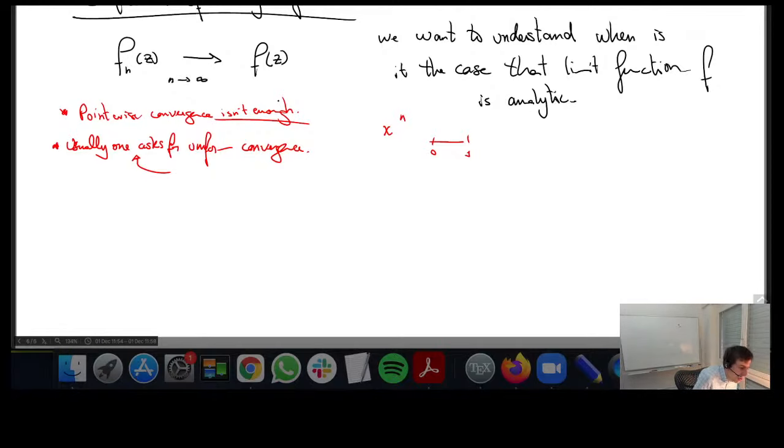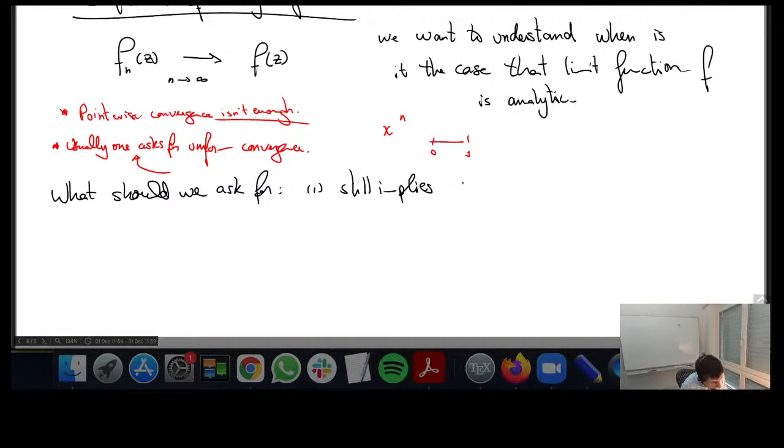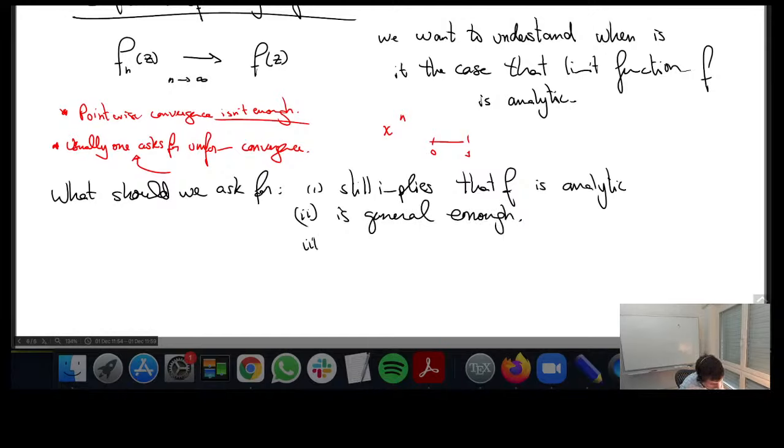But oftentimes we want to talk about convergence of things that don't converge quite uniformly. So what is the right notion of convergence? What should we ask for, so that one still implies that f is analytic, two is general enough, and three is easy to check? This should be the goals.